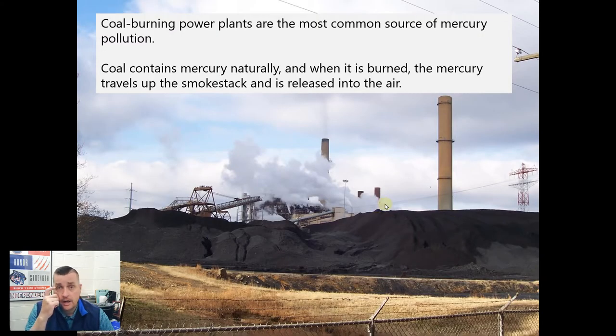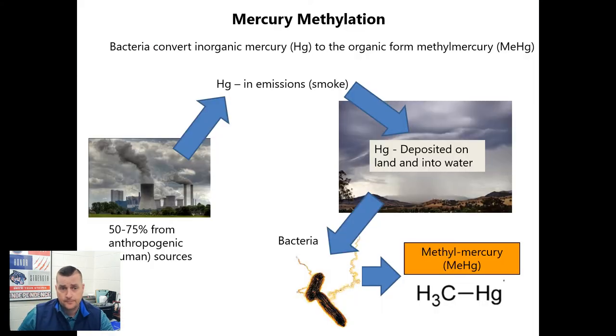As we talked about before, where does most mercury come from? Most mercury is going to come from coal-burning power plants. That coal contains mercury naturally, and when it gets burned, the mercury goes up the smokestacks and gets released into the atmosphere. After it gets released, you've got mercury as particulate matter. It settles and deposits into land and water. Eventually, bacteria wind up converting it to methylmercury, which is the form of mercury that is actually toxic.